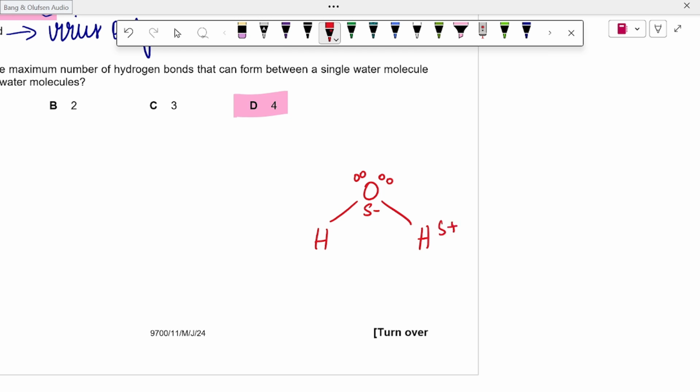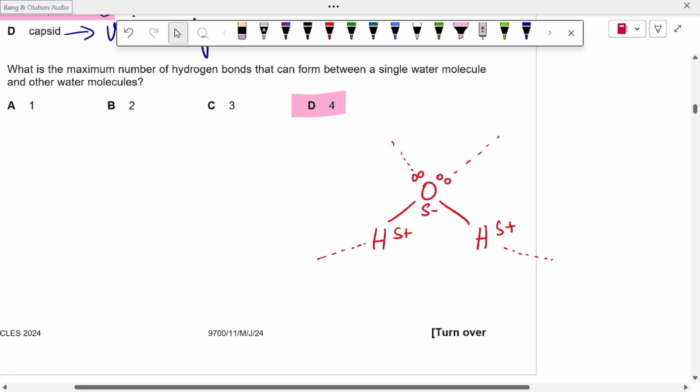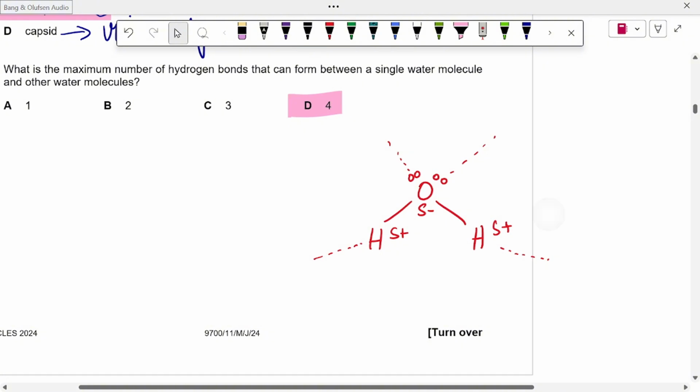This is your partial positive hydrogen atom. This is your partial negative oxygen atom with two lone pairs of electrons. Each lone pair will form one hydrogen bond. Oxygen's each lone pair will be forming one hydrogen bond, and each hydrogen will itself be forming a hydrogen bond with other water molecules. Right? So which is why it will form four hydrogen bonds.